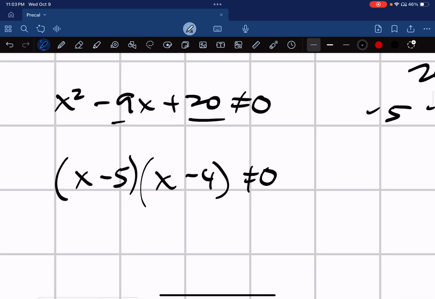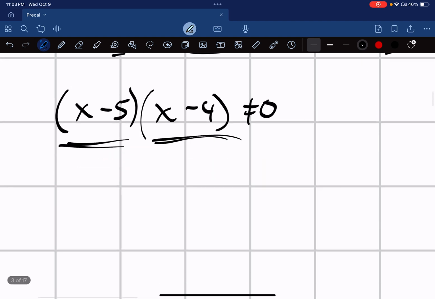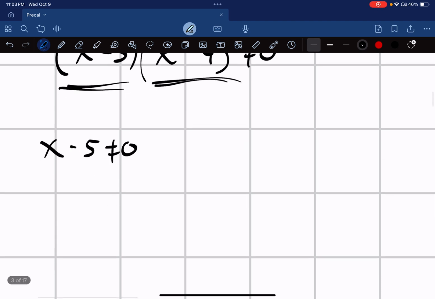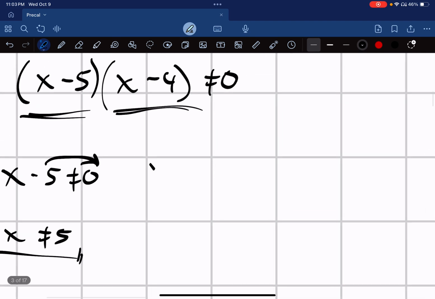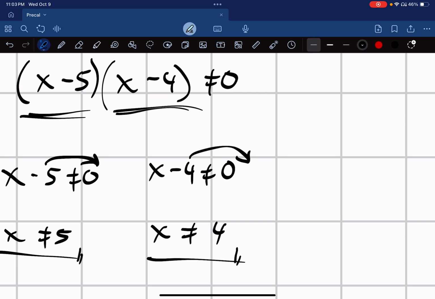For this to be zero, either factor could be zero. So, we take them one by one: x minus 5 must not be equal to 0, just because x must not be equal to 5. And same with the other, x minus 4 must not be equal to 0, so x must not be equal to 4.